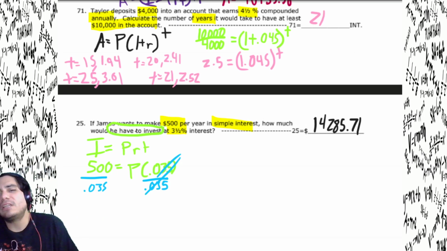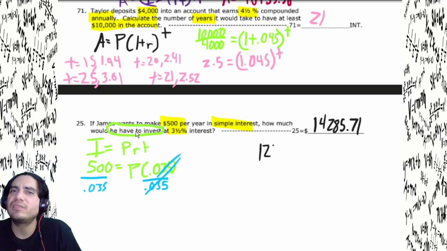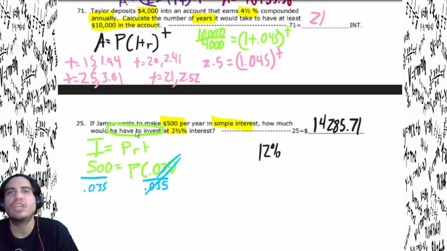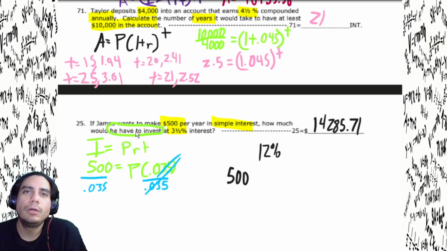Like for example, I keep telling you about the stock market. I might as well just go off on it. What if we were getting about 12% interest? Because the stock market returns about 12% on your money, on your capital invested. Well, I mean, just look at it. We want $500 per year.